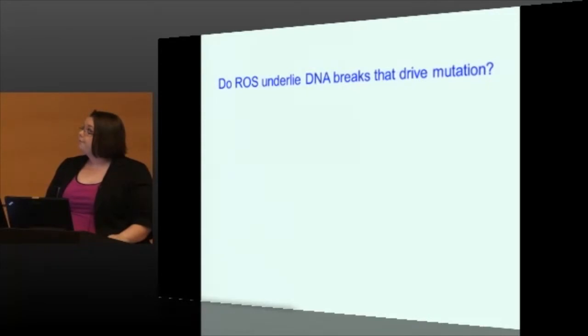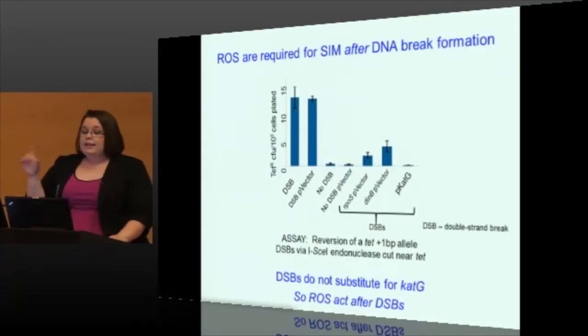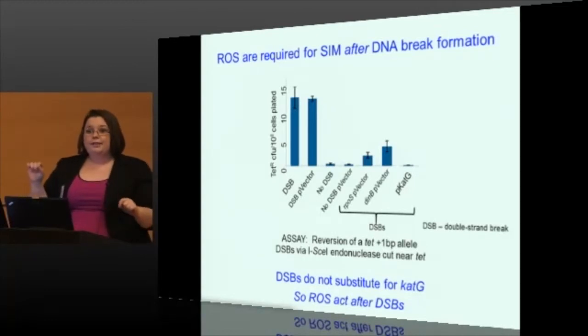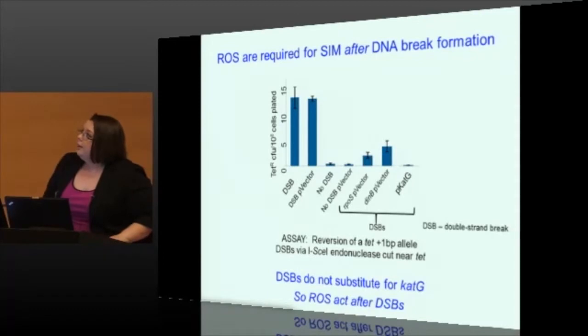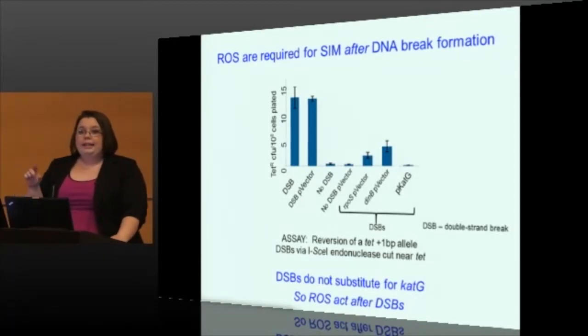So two, do ROS underlie the formation of that DNA double-stranded break that we mentioned was required for mutation formation? This is an analogous assay to that Lac+1, only this is a Tet+1. So we're selecting for tetracycline-resistant mutants, tetracycline being an antibiotic. What we did is we took a plasmid containing CatG, which is one of those catalases that detoxifies ROS, and we overexpressed it in cells, so we're getting lots and lots of catalase and hopefully less and less ROS.